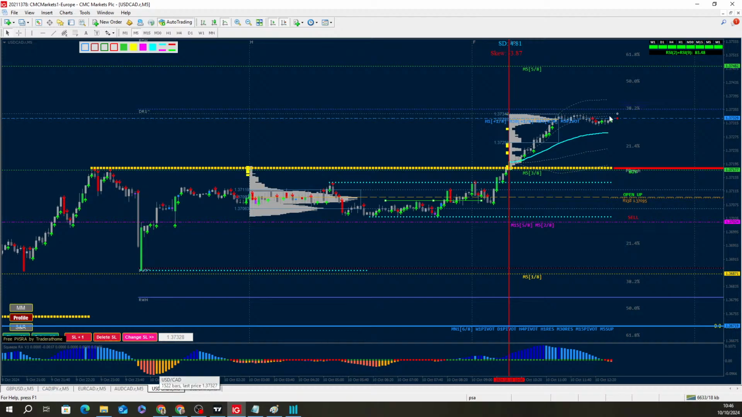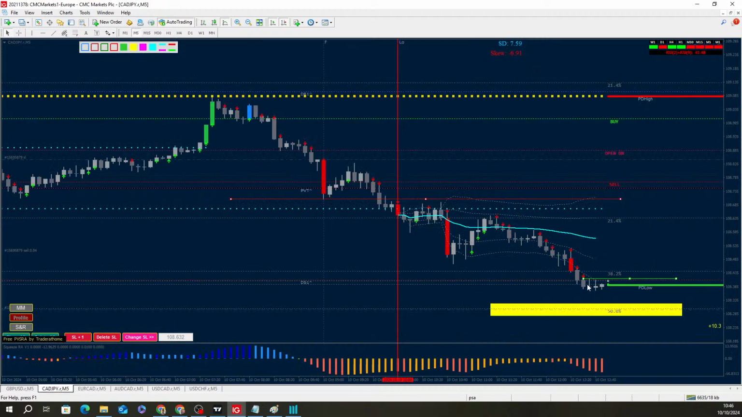Okay, dollar card is going through the last leg. This one here, we need to see one more move. Okay, then we can look for an opportunity to short. Card yen, price is slowing down on the 2 of 8.